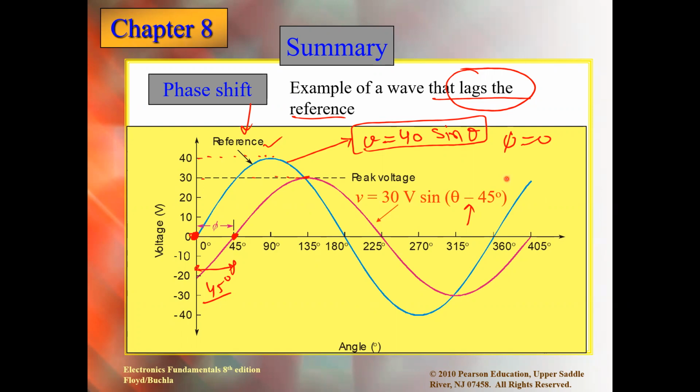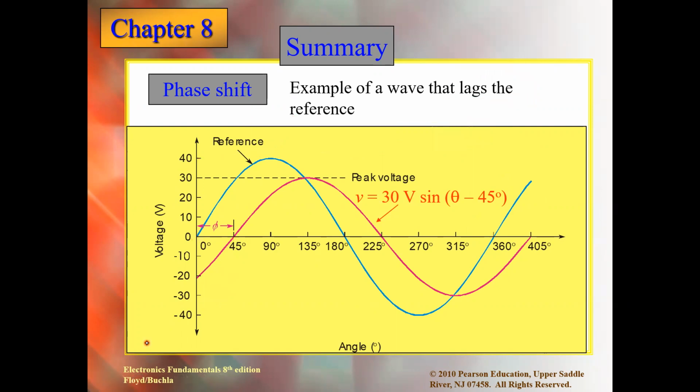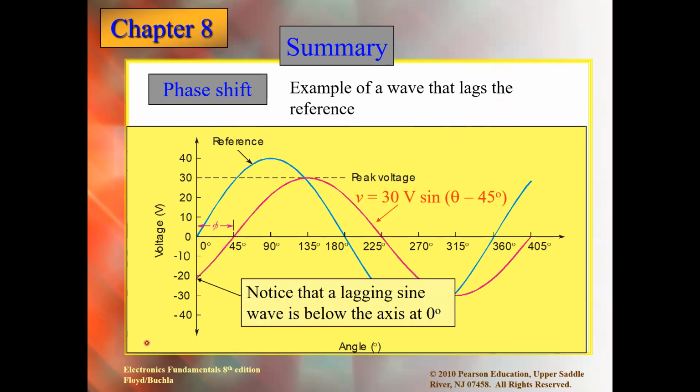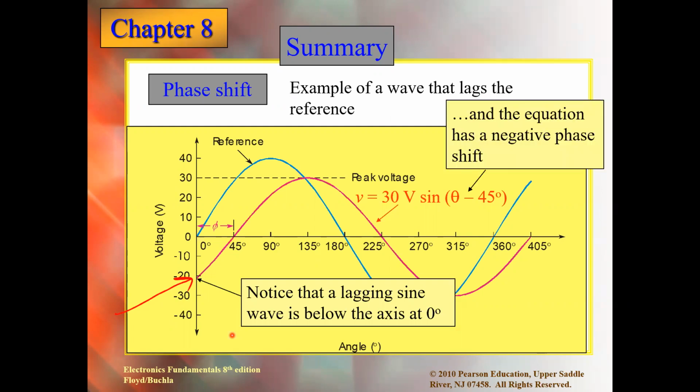So this is about phase lead and lag. This example is for the lag. Notice that the lagging sine wave is below the axis at 0. If any waveform is lagging, you will find that it touches the negative axis. So you can quickly identify that this is the lag waveform, which lags the reference. And the equation has a negative phase shift.